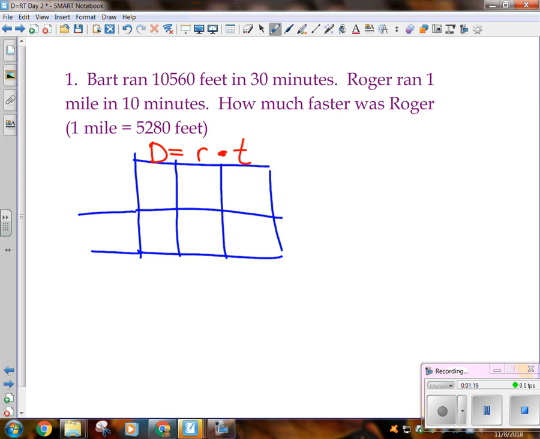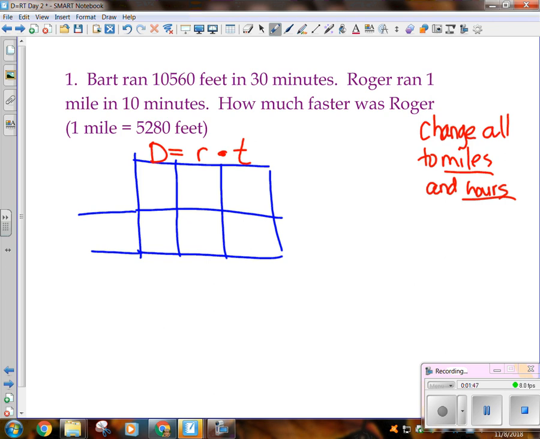Now, part of the challenge for today is we're going to have to change everything to miles, and times are going to be changed to hours. So let's jot that down right now on the side. Change all to miles, and we're going to change them to hours. And they're going to give you every different combination that's not miles and hours.